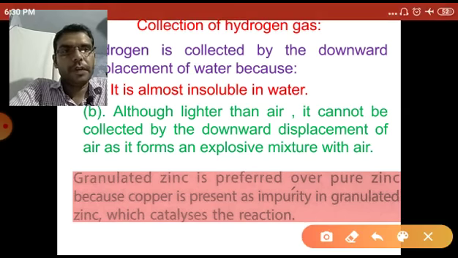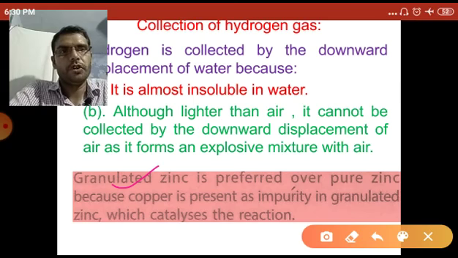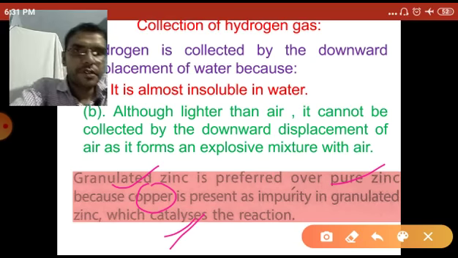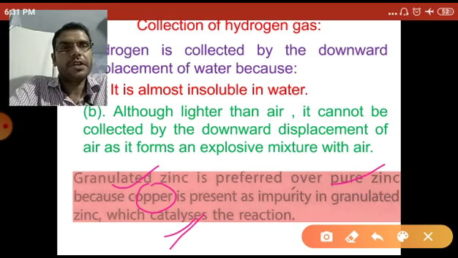Now, in the above reactions, for the preparation of hydrogen in the laboratory, we prefer granulated zinc over pure zinc, because granulated zinc contains copper as an impurity, and that copper behaves as a catalyst in these reactions. A catalyst is a substance which increases the rate of reaction. That means the reaction becomes fast. A catalyst is never exhausted in the reaction.